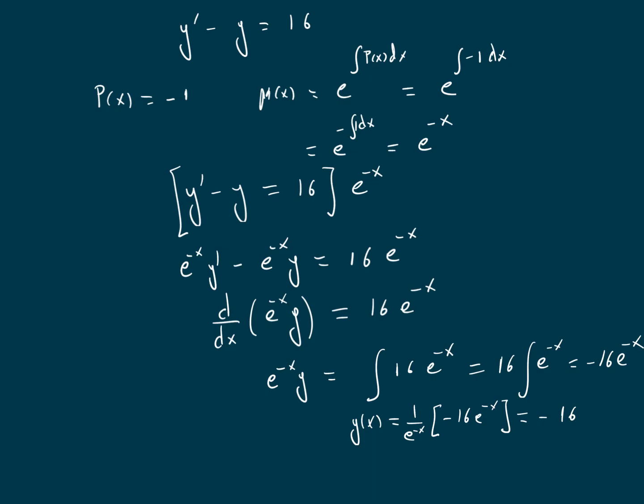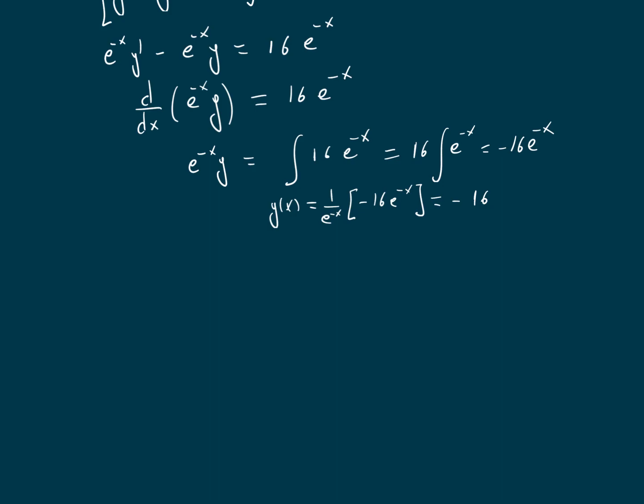So 16 is equal to 16, so this is the solution to this differential equation. The mistake is the following one. When I do this, it is true that the integral of the derivative is e to the minus x multiplied by y. Now, it is true that the integral of 16e to the minus x is minus 16 e to the minus x.